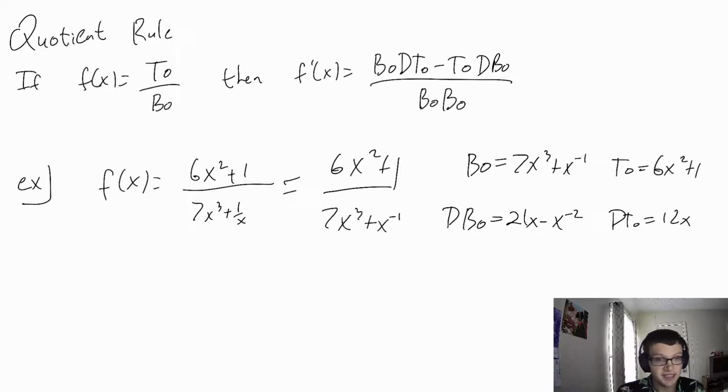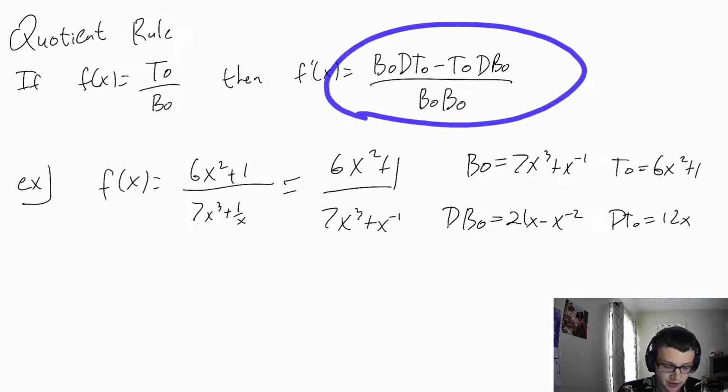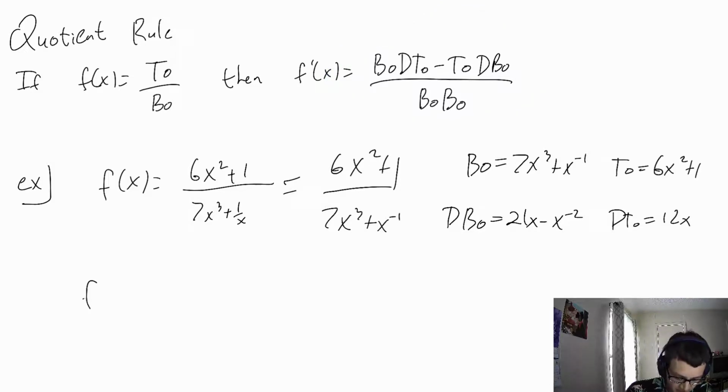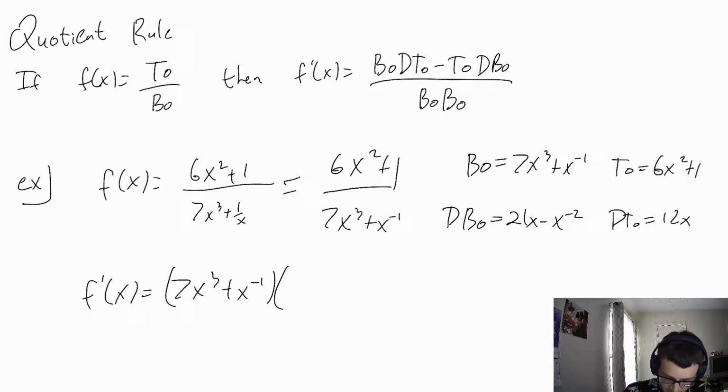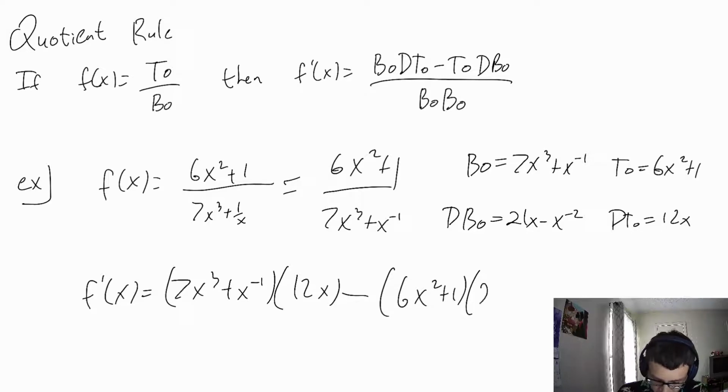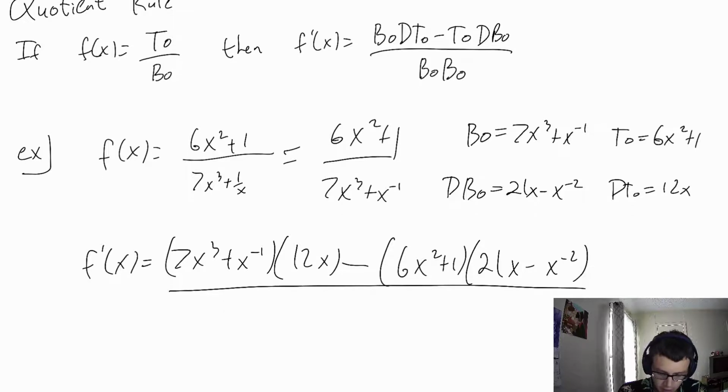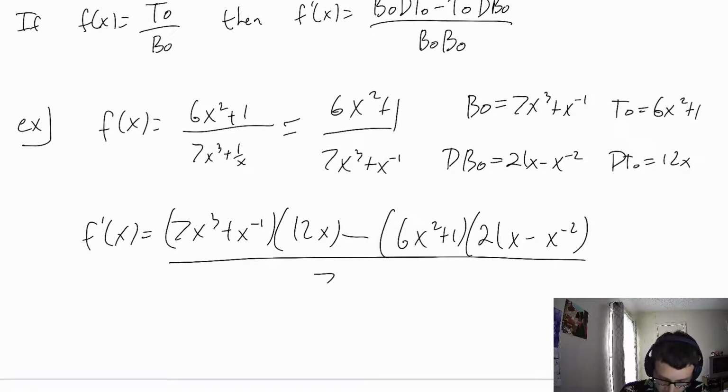If we throw all these in the pot, throw all our ingredients together under this formula, we get that f prime of x is Bo dTo, so 7x cubed plus x to the minus 1 times the derivative of the top, 12x, minus To dBo, so that's minus 6x squared plus 1 times the derivative of the bottom, 21x squared minus x to the minus 2, all over the bottom squared, all over Bo Bo, which is 7x cubed plus x to the minus 1. We're going to square that whole thing. So that's our derivative there.